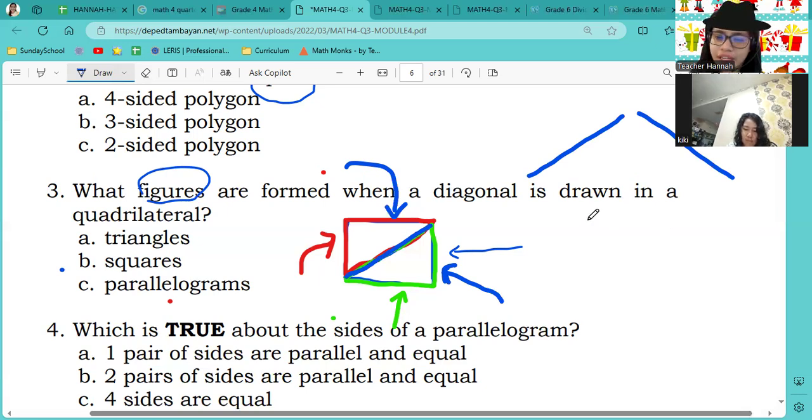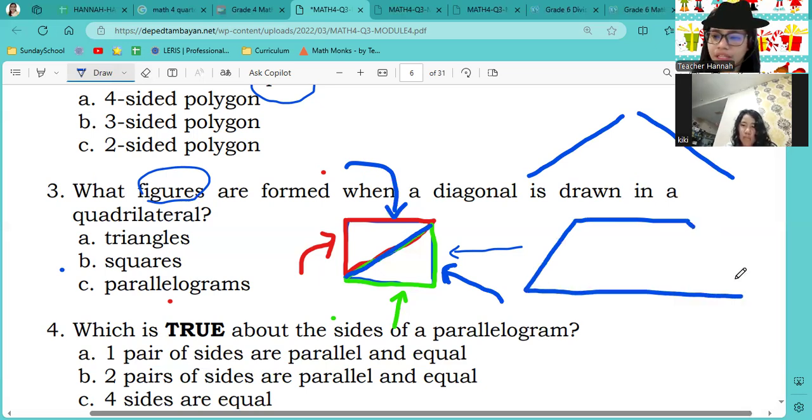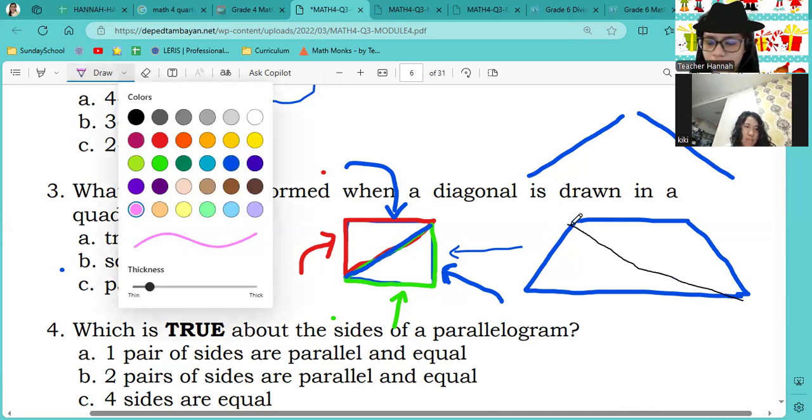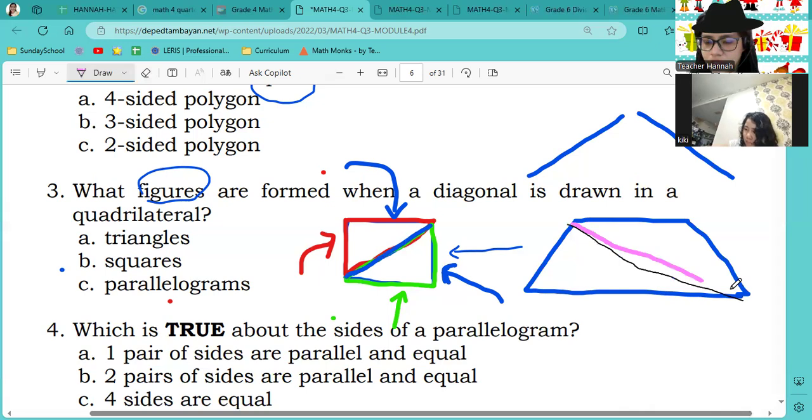If I draw a diagonal, let's go with another quadrilateral. What quadrilateral is this? Trapezoid. Very good, trapezoid. Okay, can you draw a diagonal line in the trapezoid? Can you draw a diagonal line inside? Okay, so let me draw that properly so that you can see it. Okay, I'm going to draw. So what are the shapes that you can see?